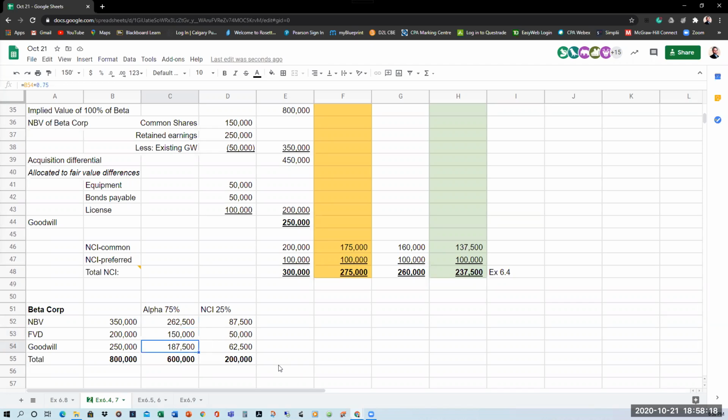But here's the interesting thing, Alpha Limited controls all. So even though a 25% ownership rests with non-controlling interest, when it's about control, Alpha Limited is in control of all of Beta. All of Beta Corp is controlled by Alpha. And that is why Alpha Limited ends up consolidating.